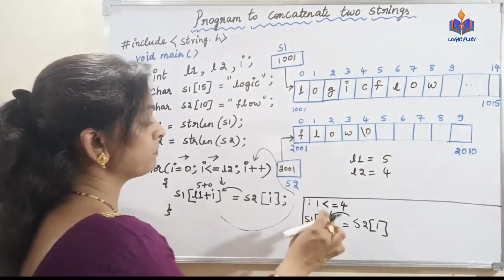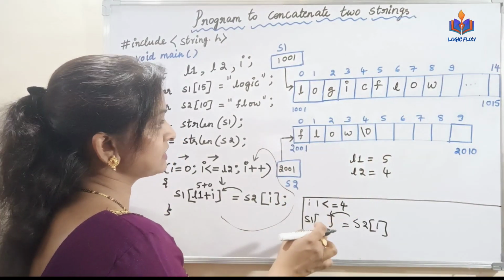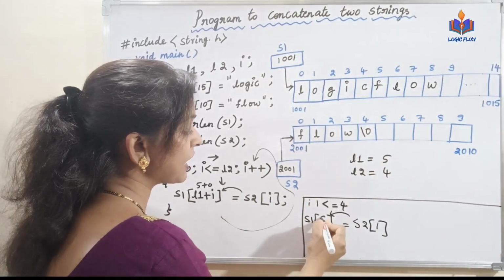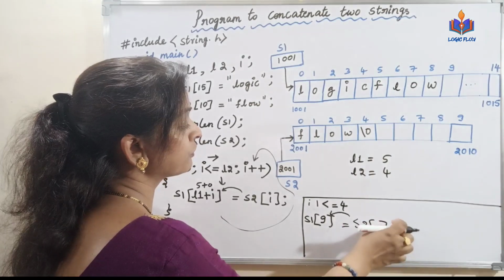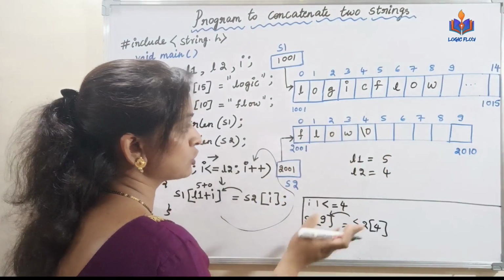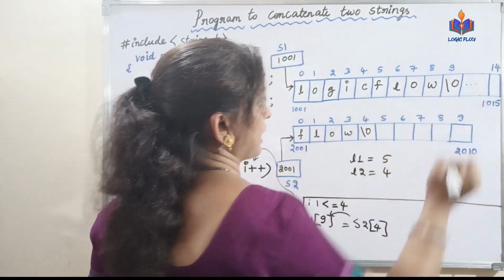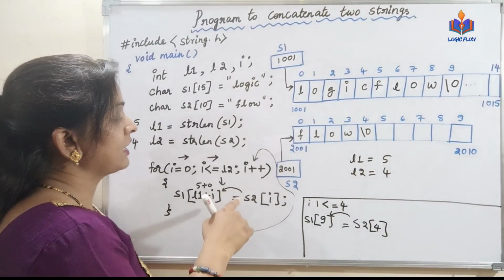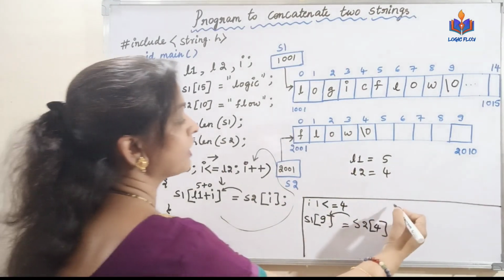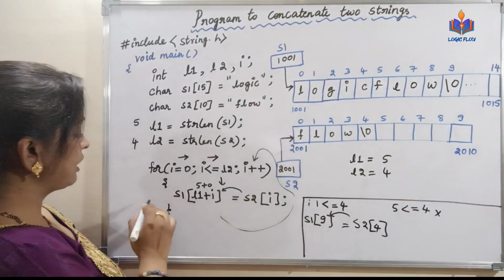So we have done with this. 5 plus 0 is done. 5 plus 1 is done. Then 5 plus 2, 5 plus 3, 5 plus 4. 5 plus 4 means 9. S2 of how much? It is 4. What is S2 of 4? It is null character. Even that has to be shifted. That will go to S1 of 9. So here I'll get null character. Right. Then again I gets incremented. It becomes how much? I becomes 5. 5 less than or equal to 4. Condition not satisfied. Loop gets terminated.